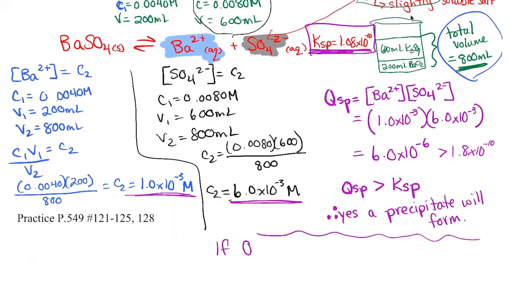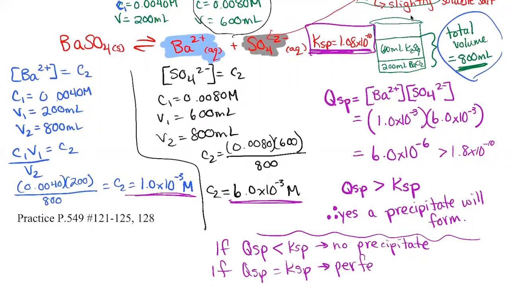If Qsp is less than Ksp, then you're going to have no precipitate forming. And if Qsp is equal to Ksp, then you have a perfectly saturated solution. So we'll look at a few of these practice questions in class, but that's it for now.